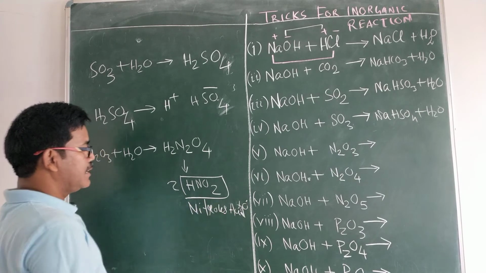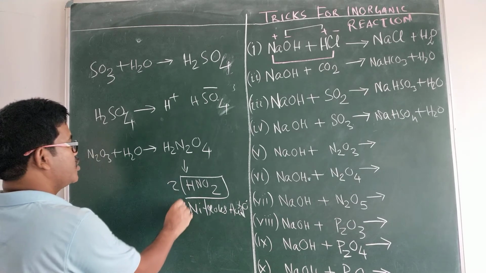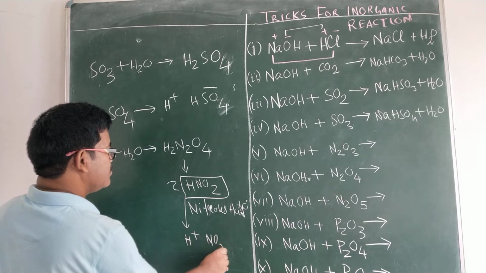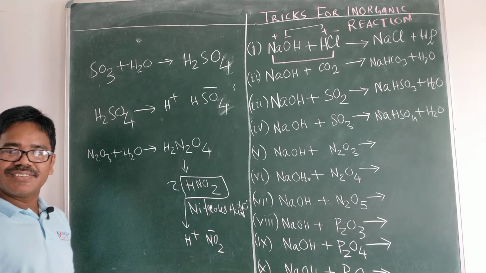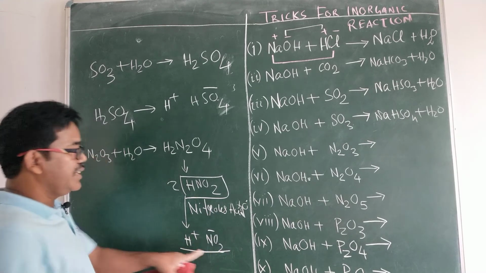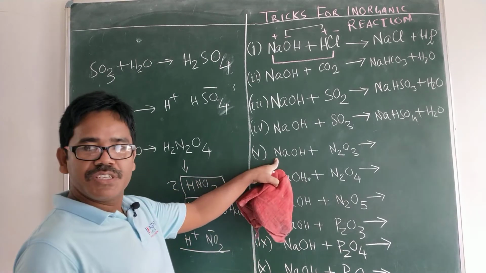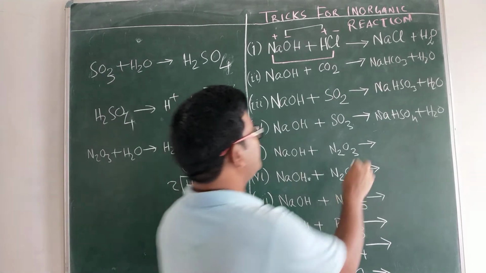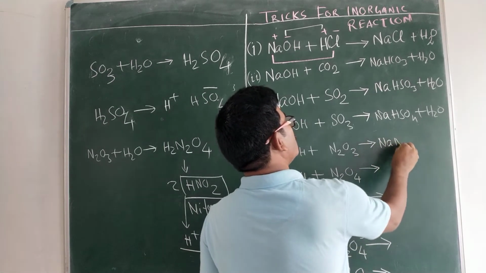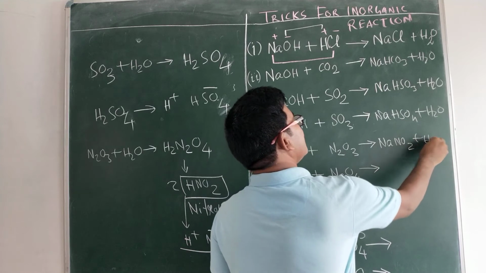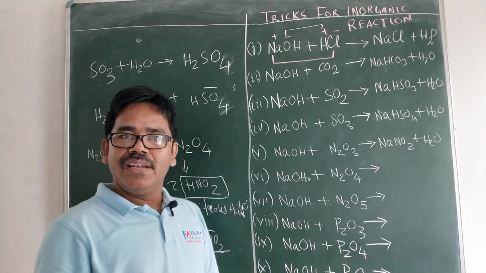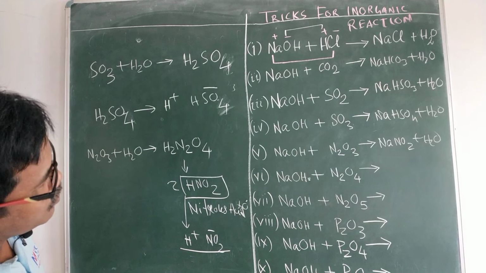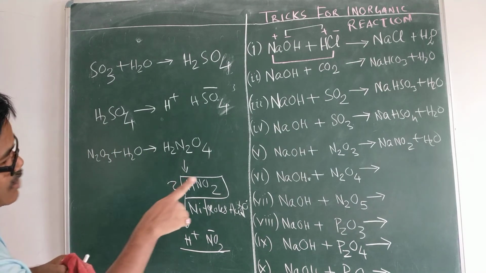This nitrous acid dissociates as H plus and NO2 minus. Now we are having positive and negative. Here also we have a positive negative. Simple ion exchange. What will happen then? It will be your NaNO2 plus water. Clear? Very nice. Go for the next. What is the next question?